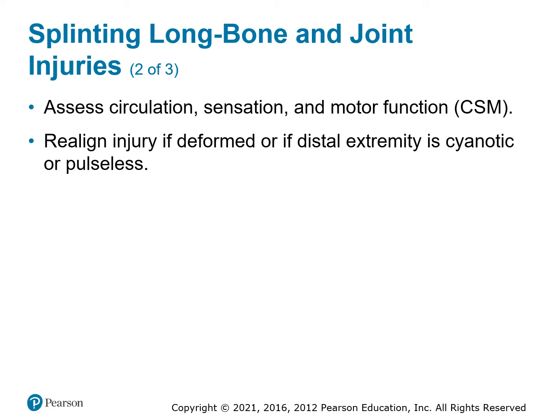And then just as with the other injuries, dislocations, fractures, you're going to assess that CSM, PMS, however you want to call it. You'll want to do that prior to splinting, and then you'll want to do it again after splinting. You're going to want to realign that injury if it's grossly deformed or if the distal area to the extremity becomes cyanotic or pulseless. Again, that's going to be just as we talked about previously.